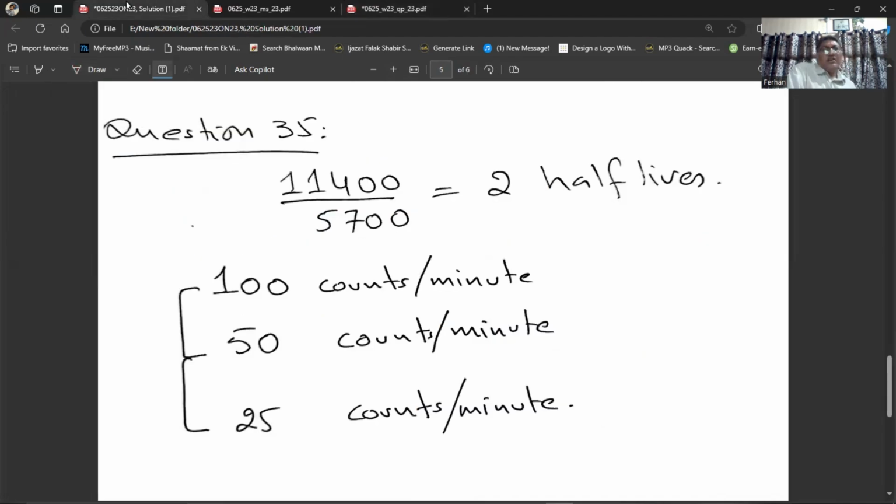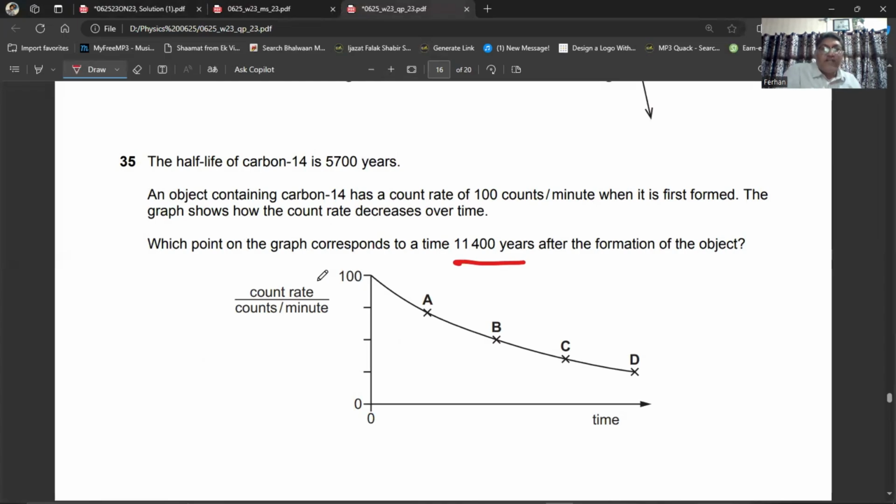Okay. Now, 11,400 years, its half-life is 5,700 years. So that means two half-lives have passed. The count rate at the start was 100. After one half-life, it will become half, so now it will be 50 counts per minute. Another half-life will pass and the count rate will halve further, so it will become 25. So after 11,400 years, the count rate will become 25.